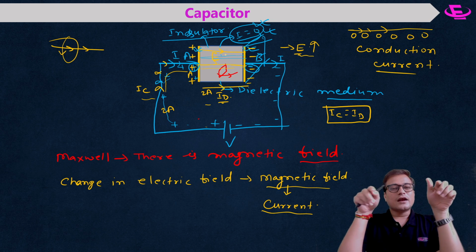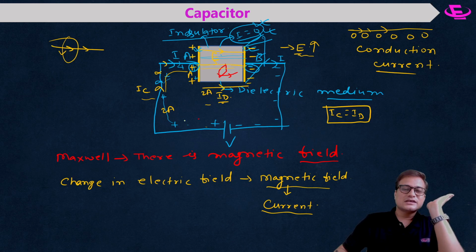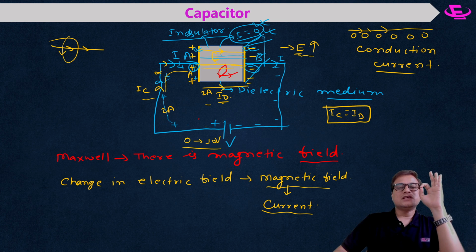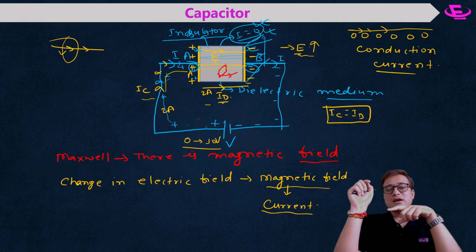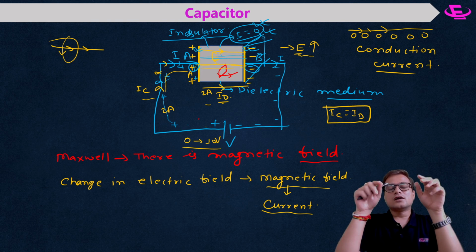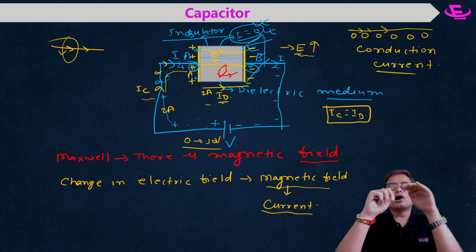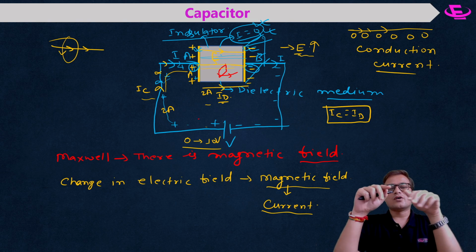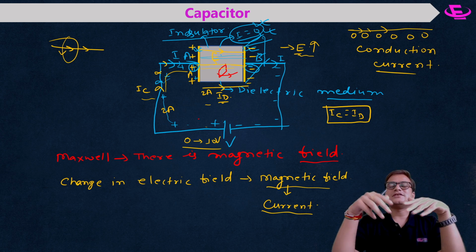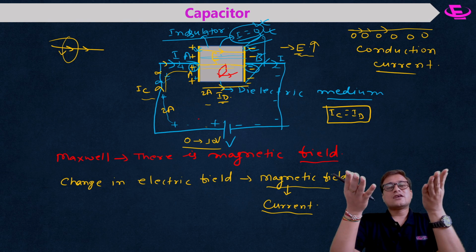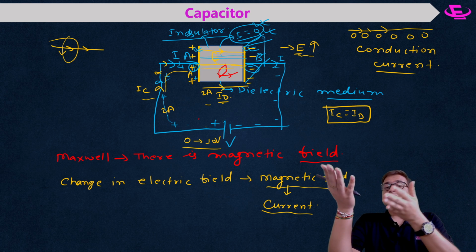So if you are connecting a DC supply, DC supply means initially voltage was 0, suddenly the voltage is changed to 10 volt. So what will you see? You will observe that there is change in electric field. If there is change in electric field, there will be magnetic field. Because of magnetic field, there will be displacement current. Now if you are connecting an alternating supply, all the time electric field is changing. Why? Because voltage is changing, so electric field strength is changing. If electric field strength is changing, current will be changing. So this is the reason why capacitor blocks DC and capacitor allows AC.